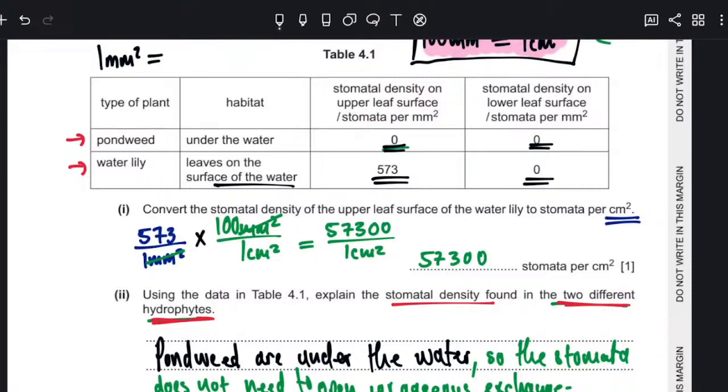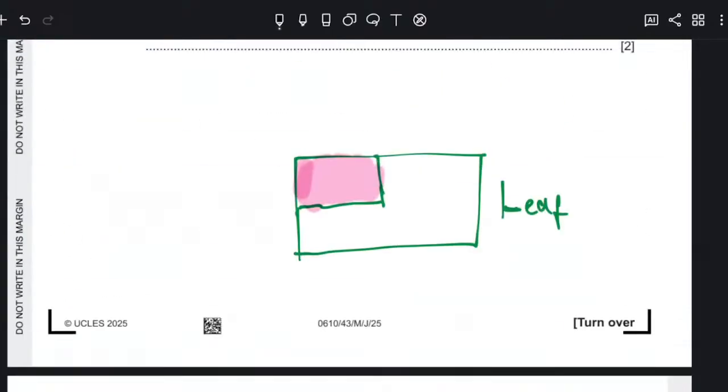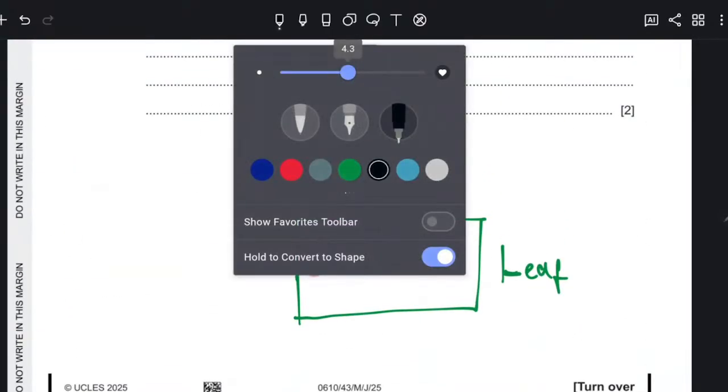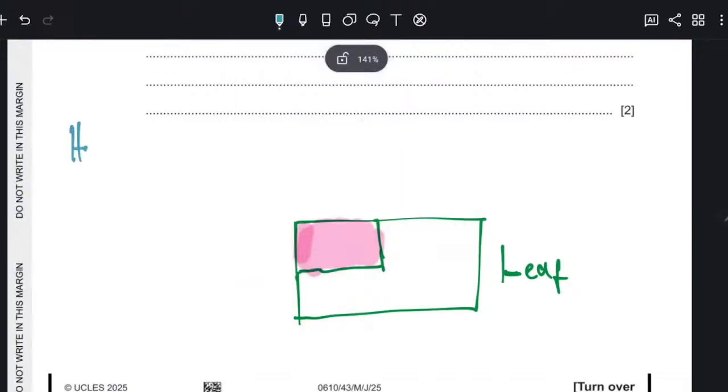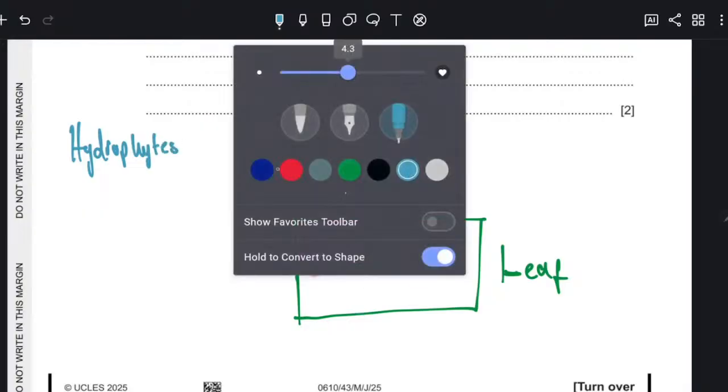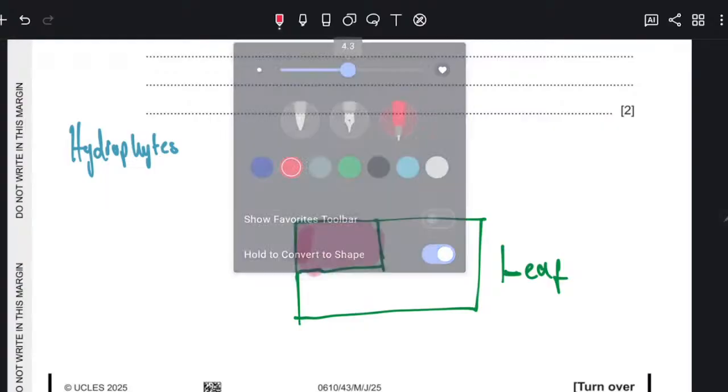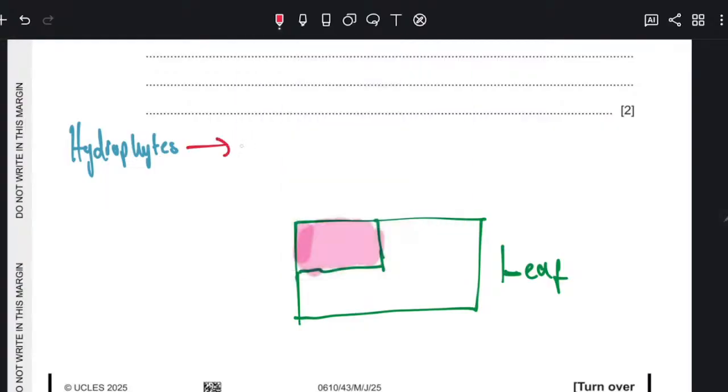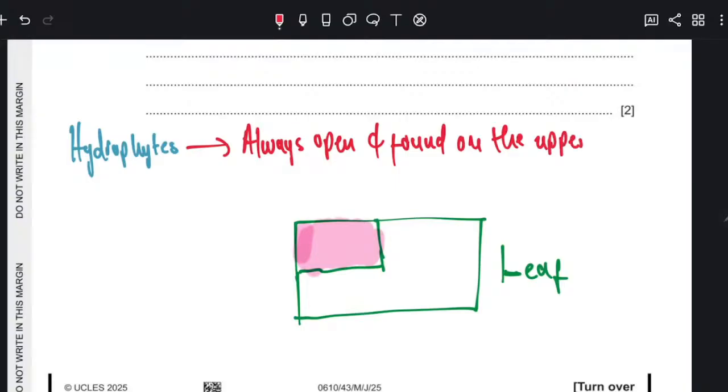No. But the secret to this is everybody should know that when we talk about hydrophytes, they are found in water. We said that their stomata, if you look at the table that I gave you guys, is almost always open and it is found on the upper side of the leaf. Okay? Are we together? Always open and found on the upper side of the leaf. That's a big thing.